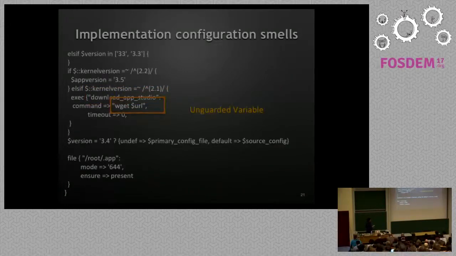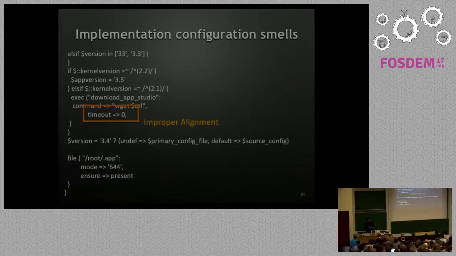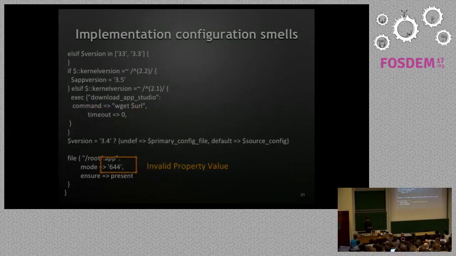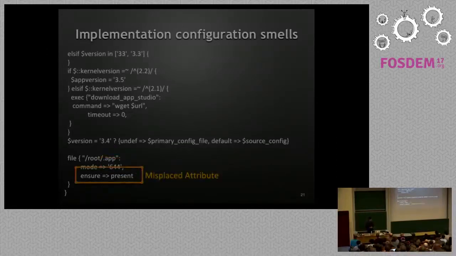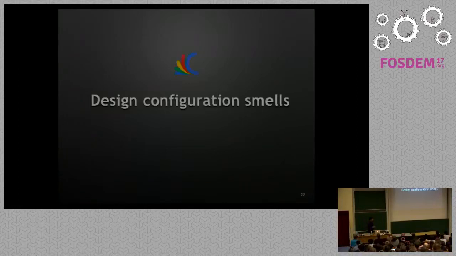The same applies to the usage of variables. You need to guard the variable if you are using it in quotes. So that's another smell. And alignment, although it may look very trivial, makes the code a little bit more difficult to read if you don't align the lines in your code. Then there is invalid property value. You are supposed to specify the property value using a 4-digit octal number rather than a 3-digit one, as is done here. And misplaced attribute: the required attribute must come first, and optional attributes should come later. If that gets violated, then you introduce that smell.